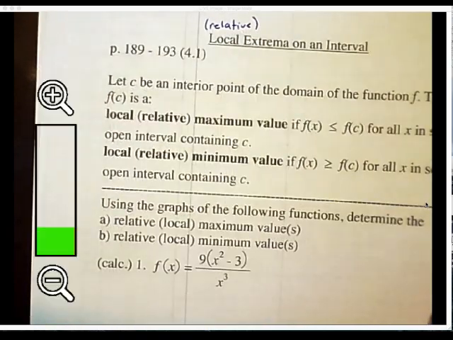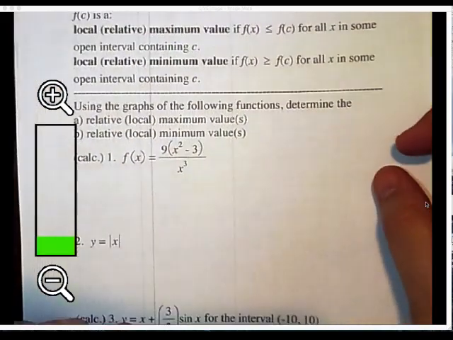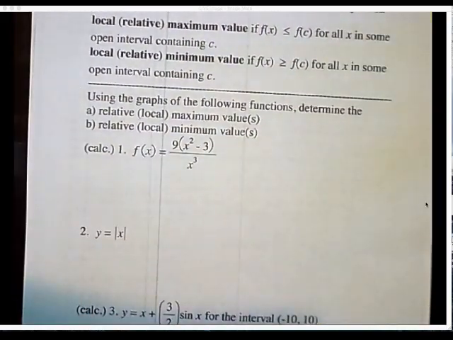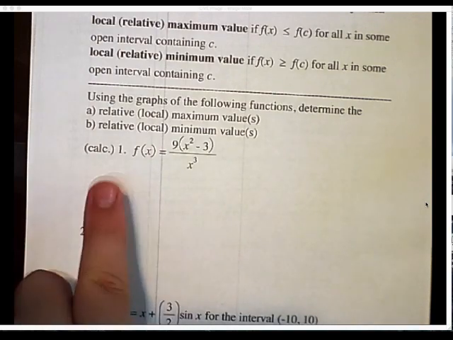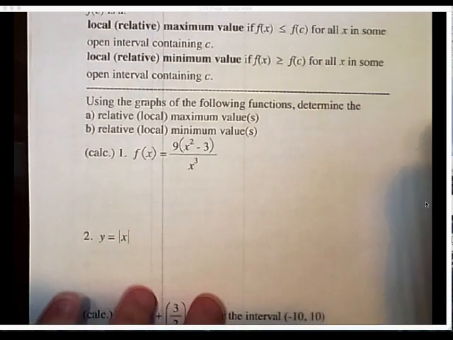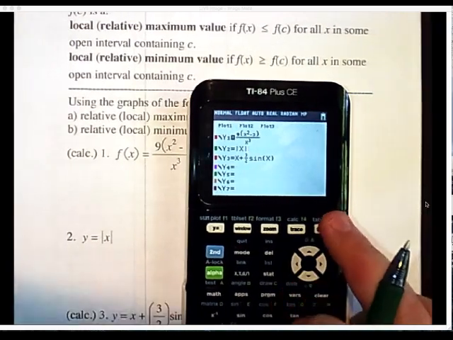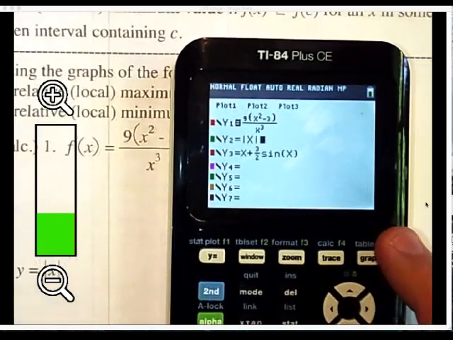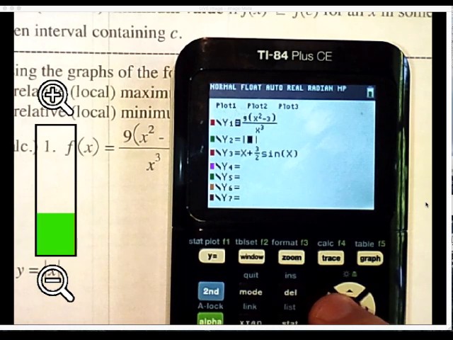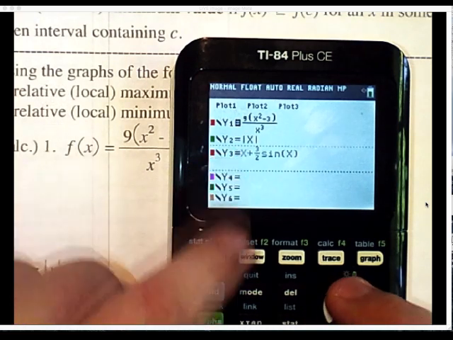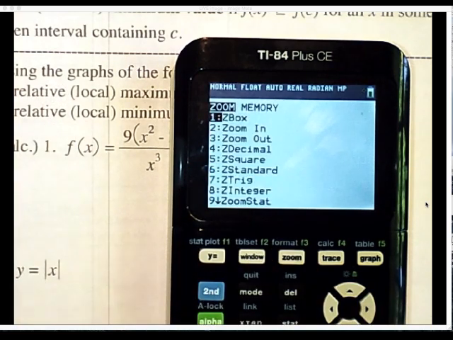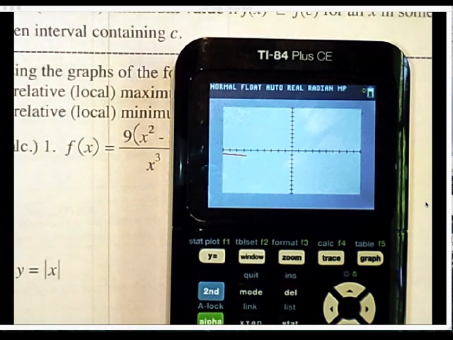So let's do a couple problems here. It's a relatively short note card. It says, using the graphs of the following functions, determine the relative or local maximum values and the relative or local minimum values. The first one, they're asking us to use our calculator to do. I've already put this function into y1, and I put the other two into y2 and y3. I just turned them off. So let me just do zoom standard.